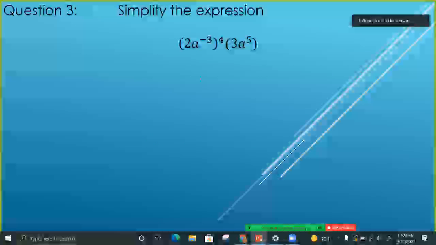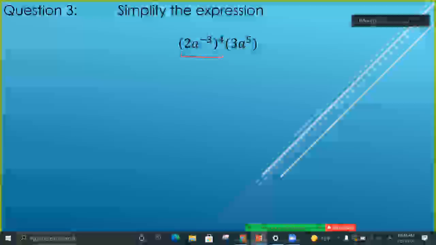All right, here's a more complex one. There's a lot of different rules at play here at once. We're multiplying this parentheses to the other parentheses. Okay, they're written right next to each other. So 2a to the negative third, all to the fourth power, times 3a to the fifth power.